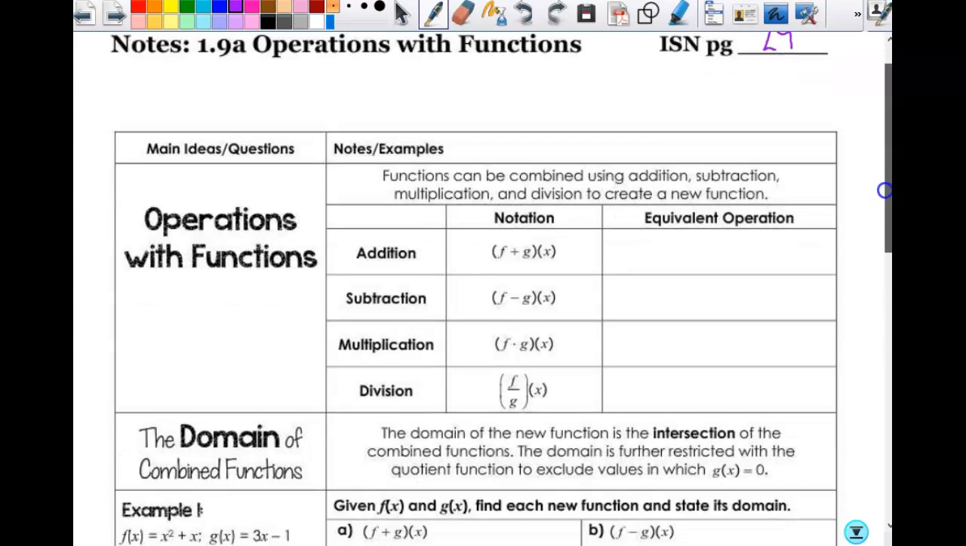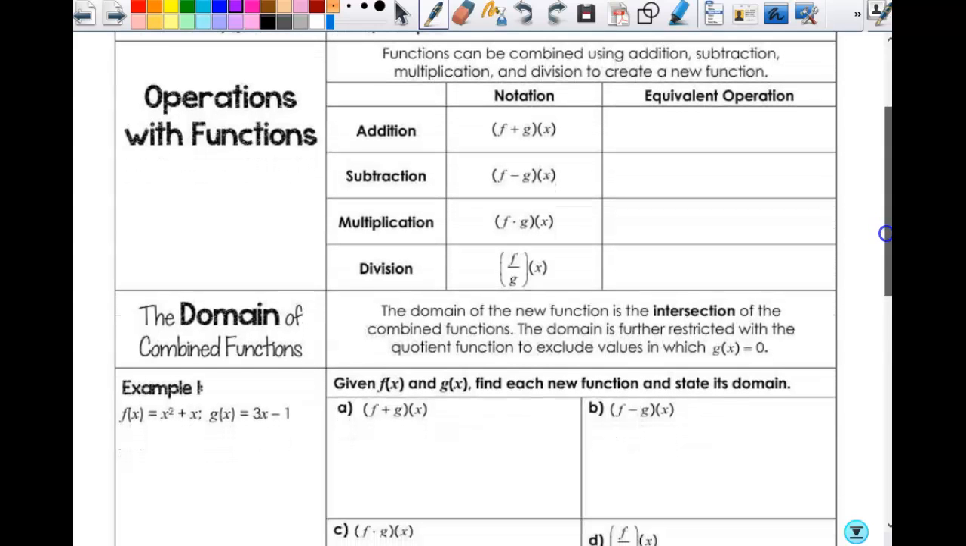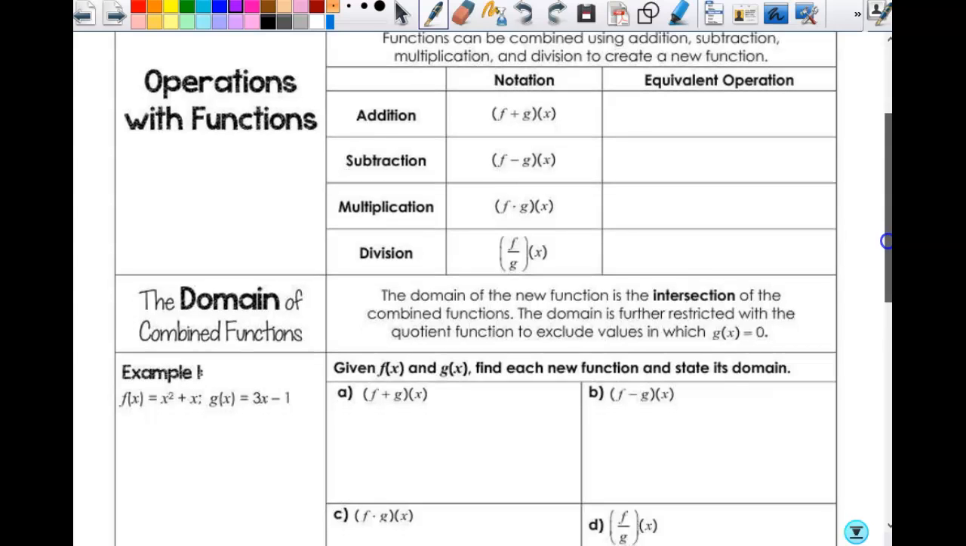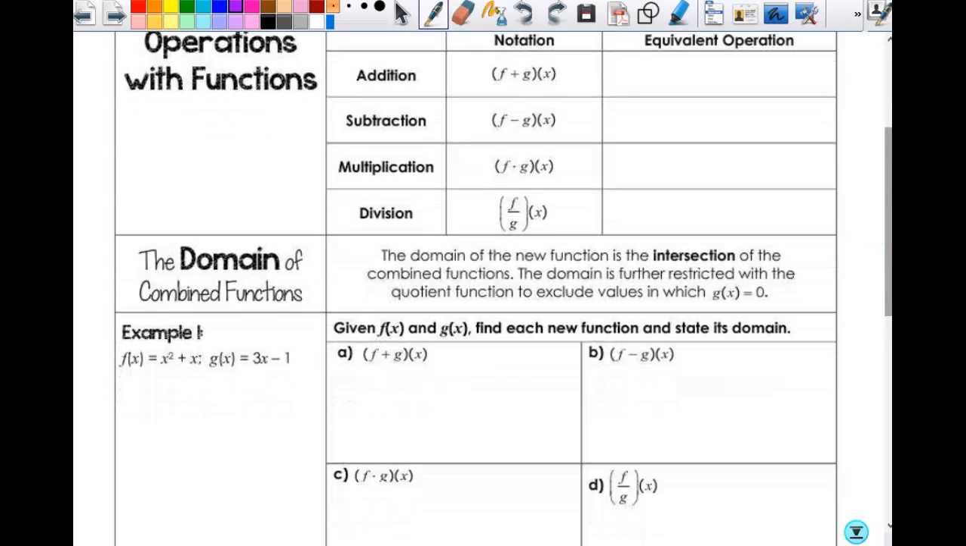All right, so let's talk about what operations of functions mean. And there's two different ways you can notate it. It says functions can be combined using addition, subtraction, multiplication, division to create a new function. So here's one type of notation. This reads as f plus g of x. Another way to write that is f of x plus g of x. This is just a condensed way to write it, but it means the same thing. You just take the two functions and you literally add them together. Then subtraction, f minus g of x would be the same as f of x minus g of x. And then you've got to be really careful to watch your signs there.